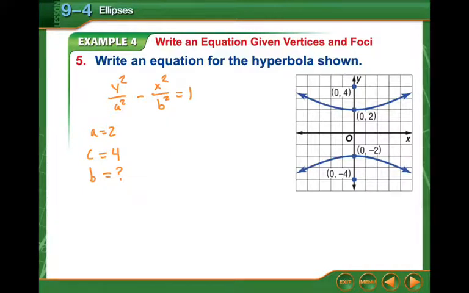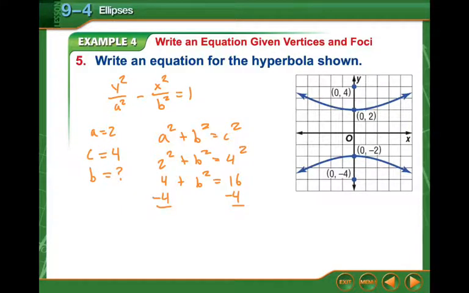So, remember, a squared plus b squared equals c squared. That applies to these three as well. So B, it just goes out a little bit further, right? So what we need to do is figure out what b is. So plug in our numbers. So 2 squared plus b squared equal to 4 squared. 2 squared is 4 plus b squared equals 16. And then we just need to subtract 4 from both sides.